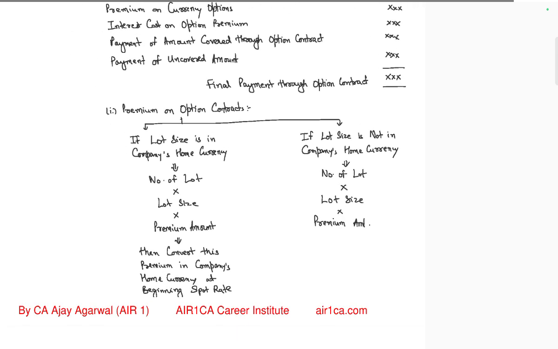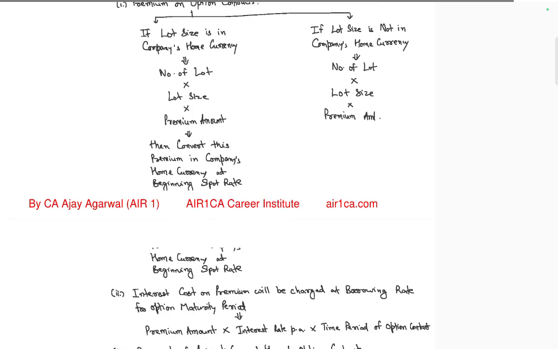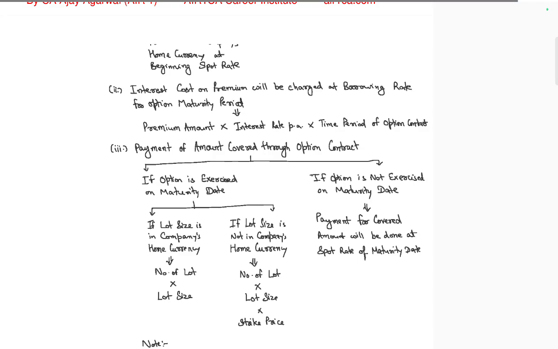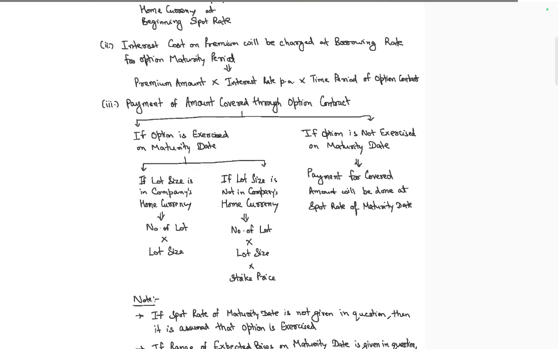Premium: option lot size, the number of lots, premium. The interest cost on the premium is charged as booking, and then the payment of the amount covered through the option contract.